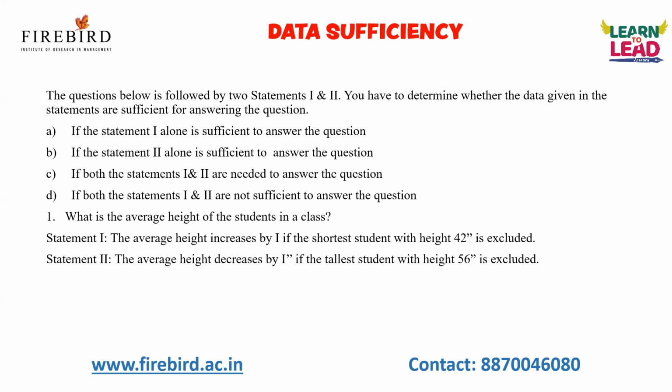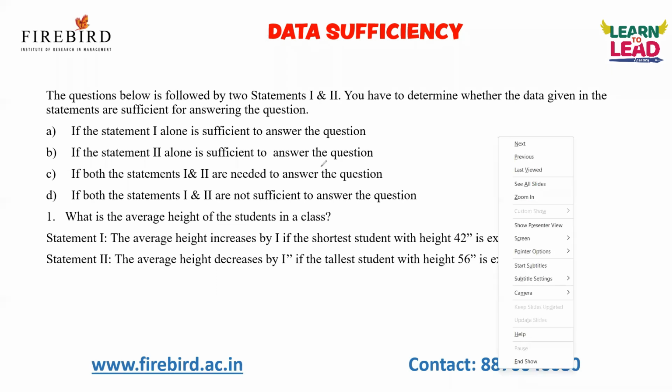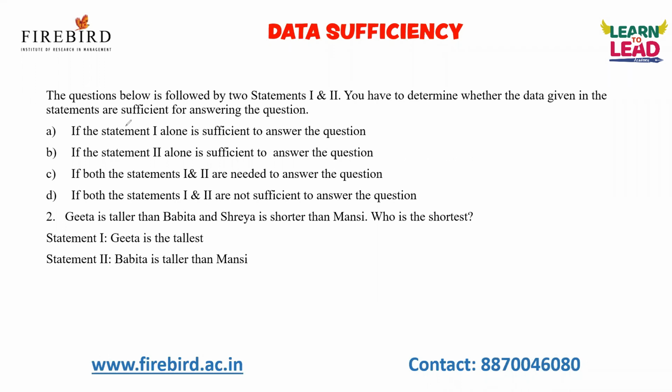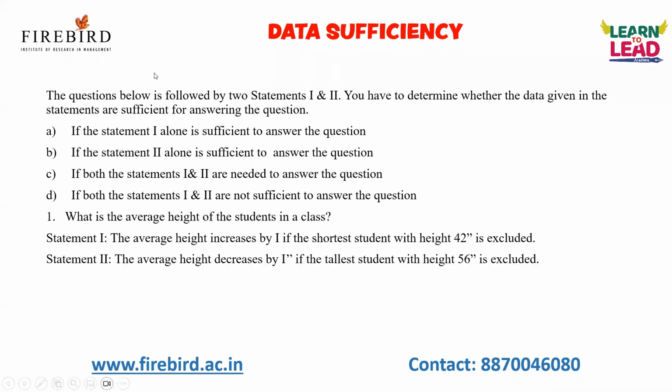Now see here, what is the average height of the students in a class? That is the question. Now let us try to solve this. Statement 1: the average height increases by 1 if the shortest student, whose height is 42 inches, is excluded. Let us take the average of all the students as x, and there are n students in the class.